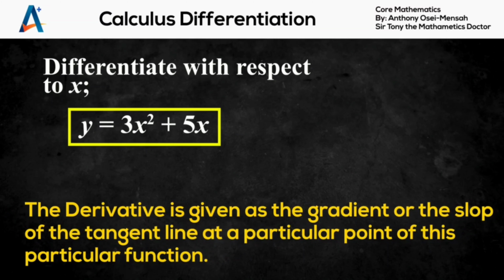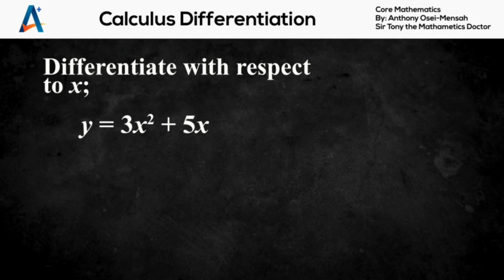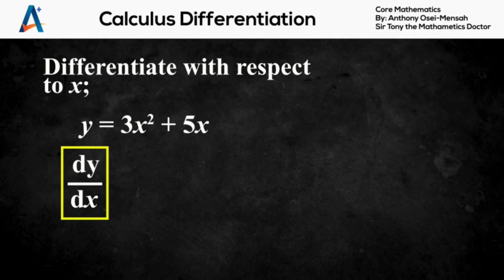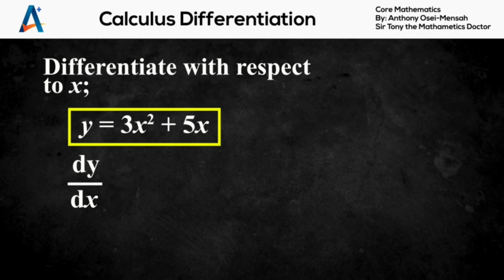And the derivative is given as the gradient or the slope of the tangent line at a particular point of this particular function. This is that formula. It is referred to as dy over dx. That is to say, differentiating y with respect to x, and y is the function. dy dx represents the derivative, also referred to as the slope or the gradient. And this is why dy over dx will be my beginning statement to differentiate this particular function.